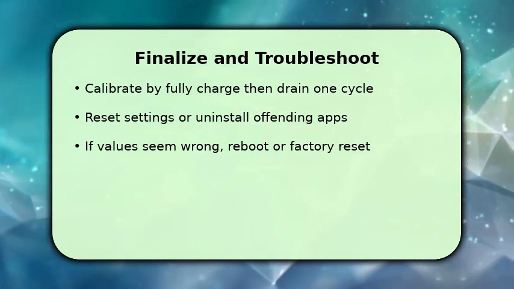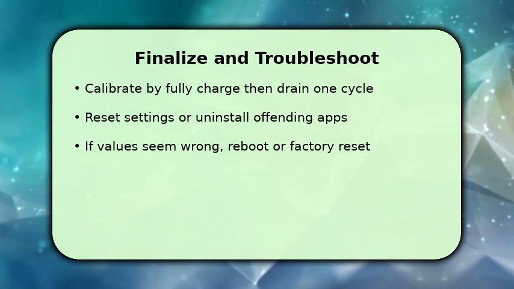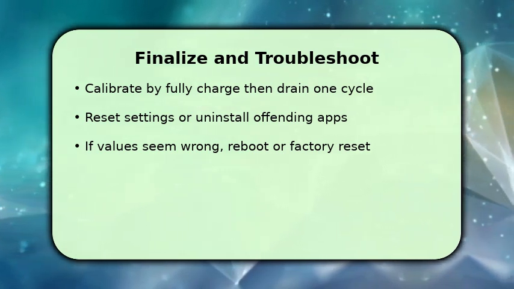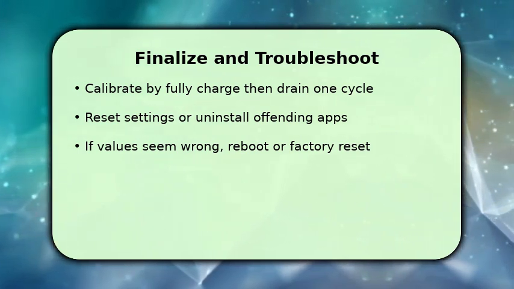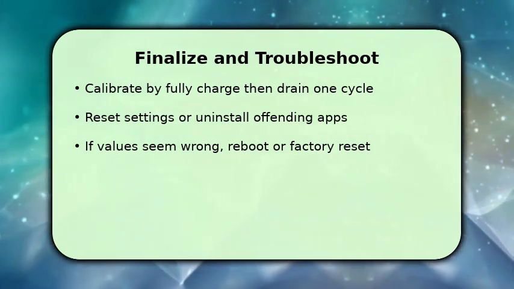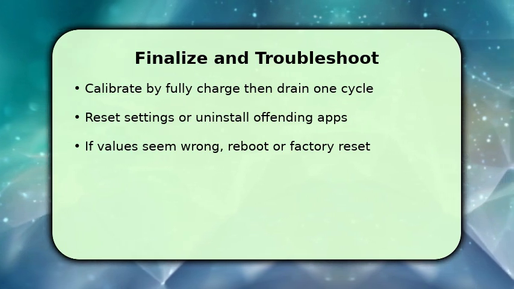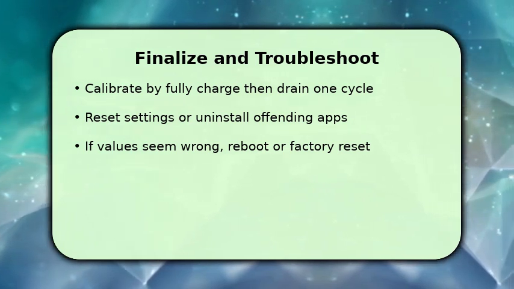If an app causes abnormal drain, uninstall or reset its data and use Optimize in Device Care. Make sure to reboot after changes. If battery health values are obviously incorrect, try a cache partition wipe. Then factory reset as a last resort.